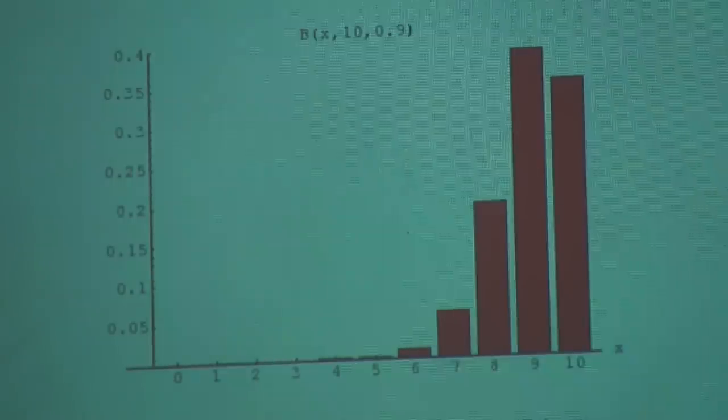So if somebody asks you before the kicker starts with his 10 penalty kicks, how many goals will this guy score? And I tell you before, the probability for this guy to score a goal is 0.9. Then what would you say, how many goals will he have? You would say 9, of course. Why would you say 9? Because it's the maximum of our binomial distribution.